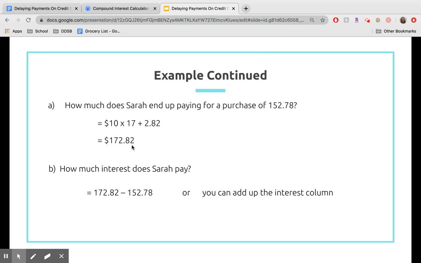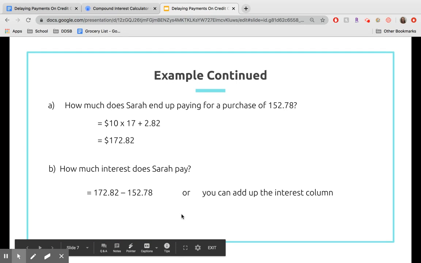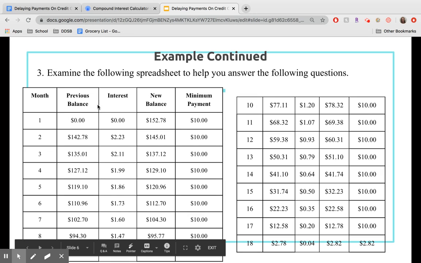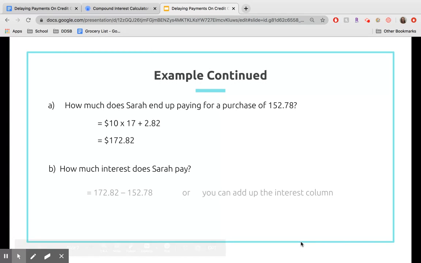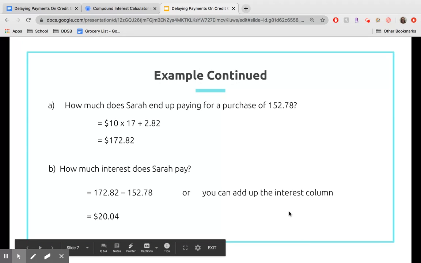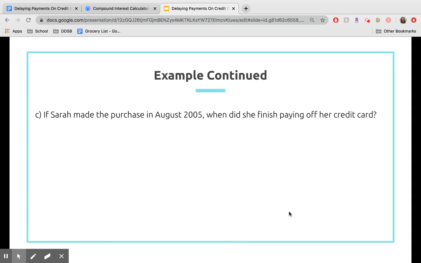So how much interest does Sarah pay? We can take this amount that she paid minus the actual price of what she had bought, or you can add up the interest column. So if I go back, you can add up this whole column and get the interest amount. So in interest, Sarah pays $20.04.